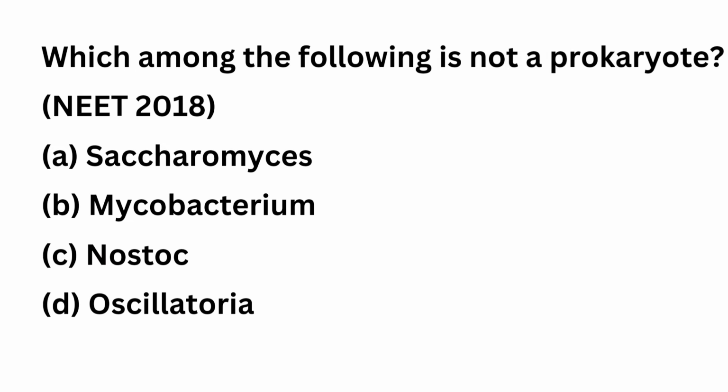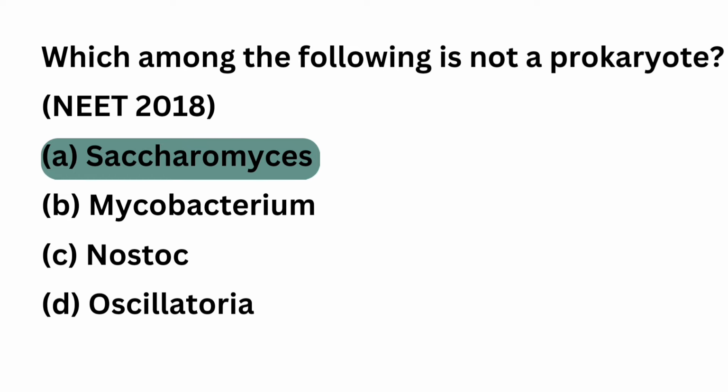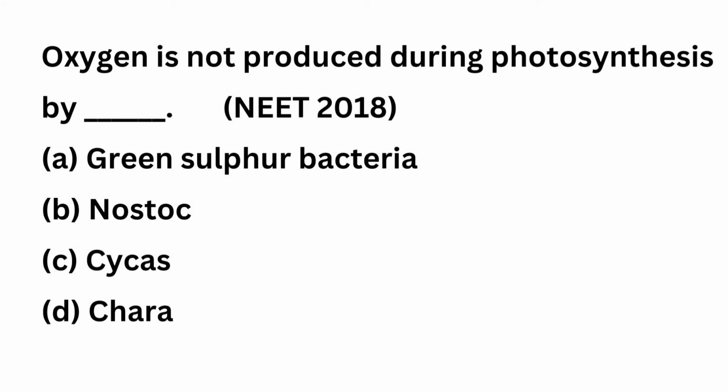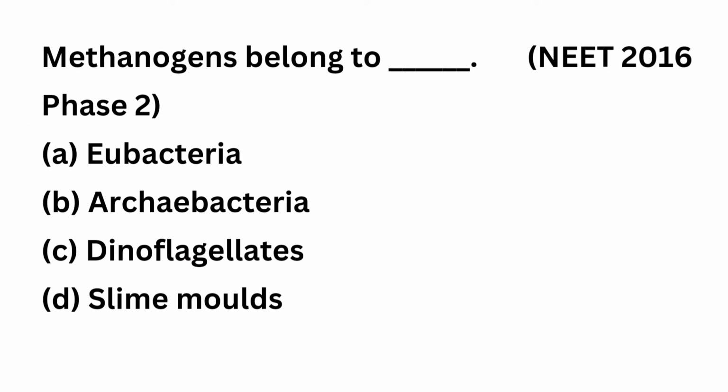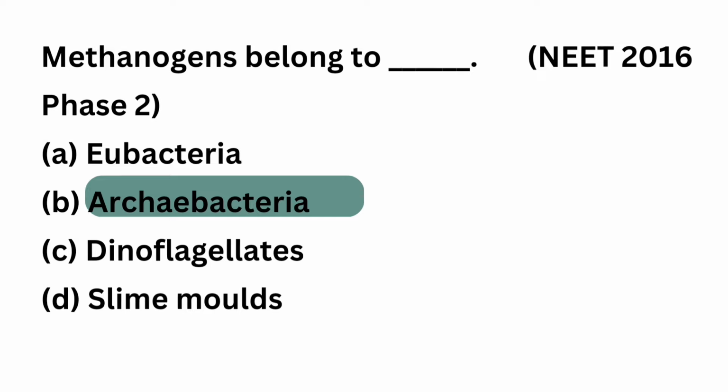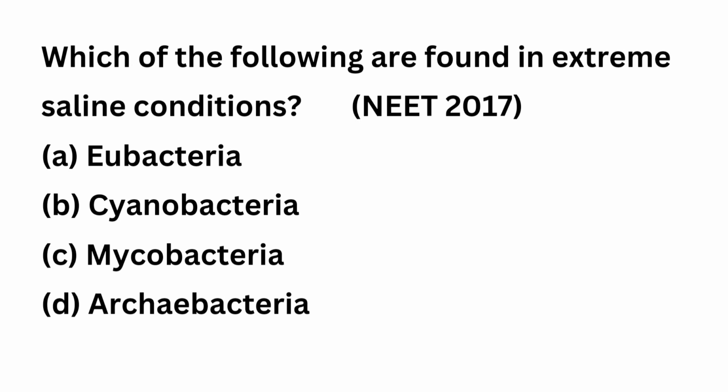Which among the following is not a prokaryote? Correct option A. Oxygen is not produced during photosynthesis by? Correct option A. Methanogens belong to? Correct option B. Which of the following are found in extreme saline conditions? Correct option D.